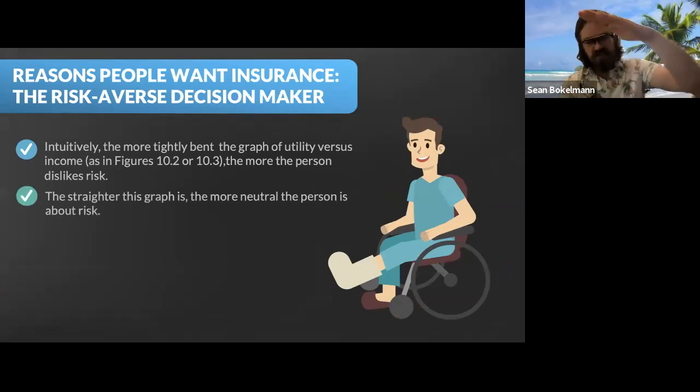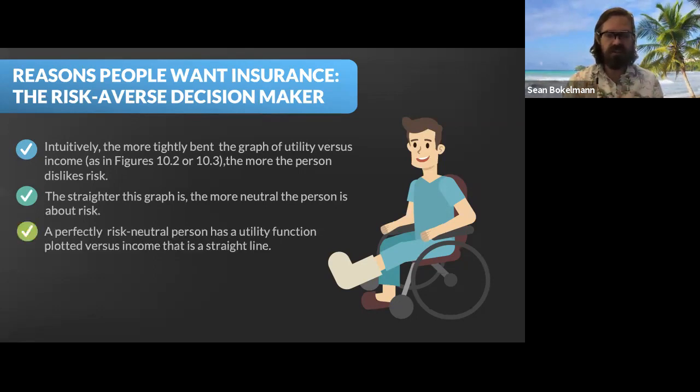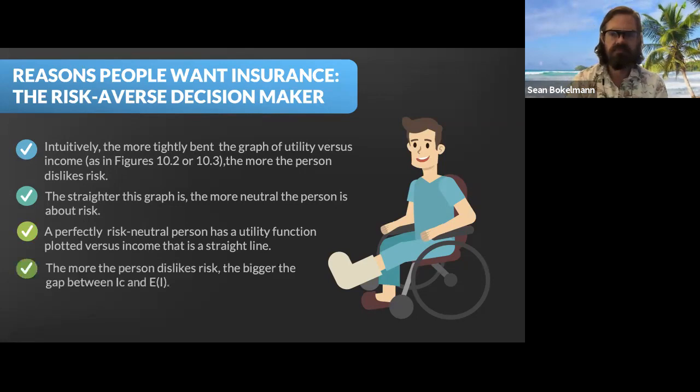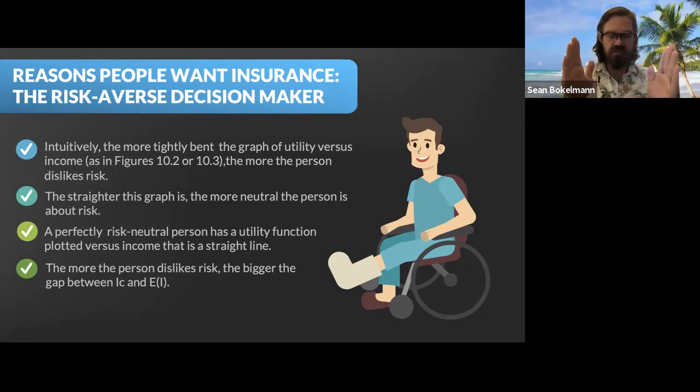Now, the straighter the utility function is, the less curvature it has, the more neutral the person is about risk. In fact, someone that's perfectly risk neutral doesn't care about risk at all, and has a perfectly straight utility function. But the more the person dislikes risk, the more curvature there will be, which makes the gap between expected income and the certainty equivalent greater, which of course makes their risk premium greater, right?